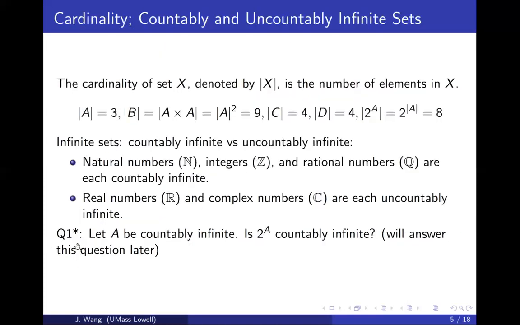So now let me ask you a question so we can think about that, and I'm going to answer this question later. This is a question with a star sign, so this means it's a little bit difficult. It's a 1-star question. Let A be countably infinite. Then we want to know whether 2 to the A, the power set of A, is also countably infinite. We're going to answer these questions after we look at proof techniques.